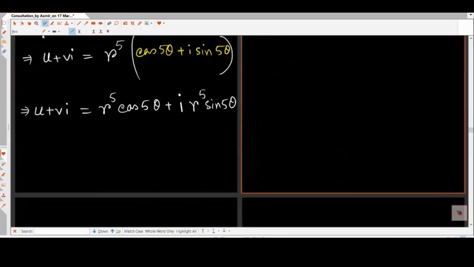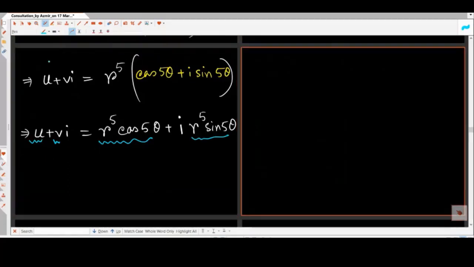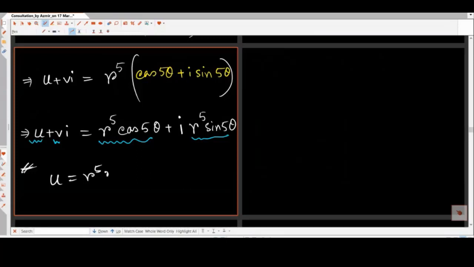Now you can easily see that whatever form we have on the left side, we have the same form on the right side. On the left side we have u, then plus, then vi. On the right side we have u plus v times i. So that means we have found u and v. So equating u and v, we are getting u equals r to the 5 cosine 5 theta, and v equals r to the 5 sine 5 theta.